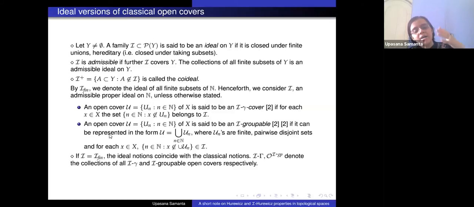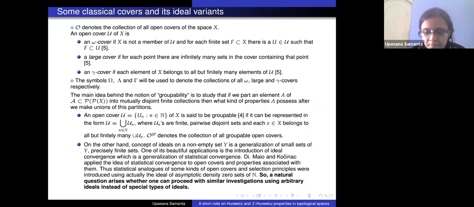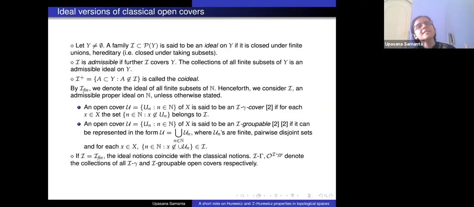Now, here are some definitions of ideal variants of classical covers which were defined here. What is the motivation behind the definition of this ideal variant? See that if we take I equal to I_fin, then the ideal notions coincide with the classical notions. Now, what is there in this definition?